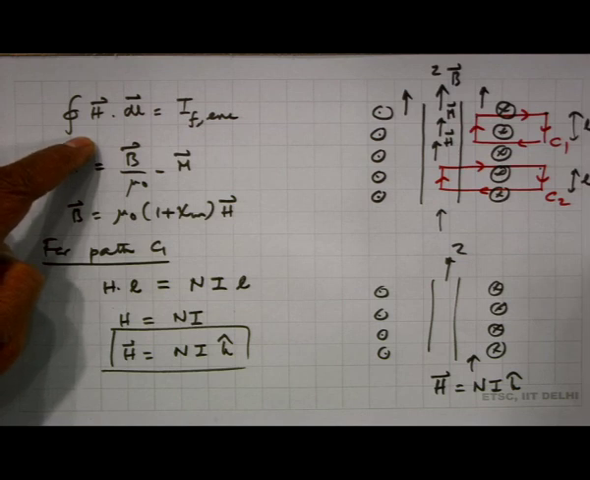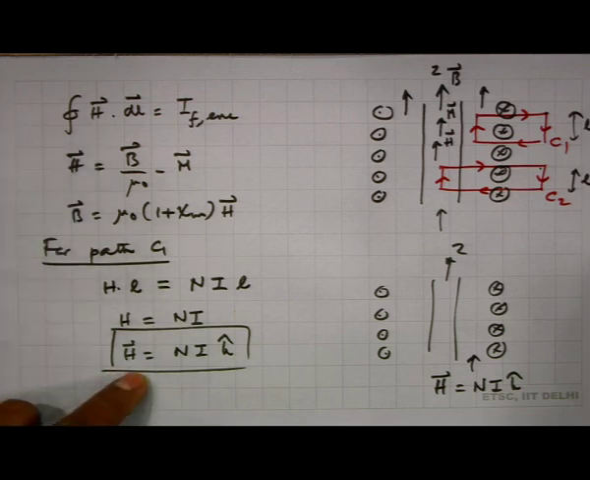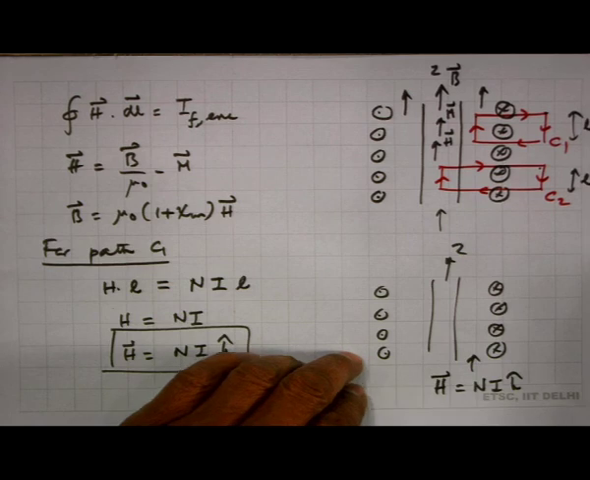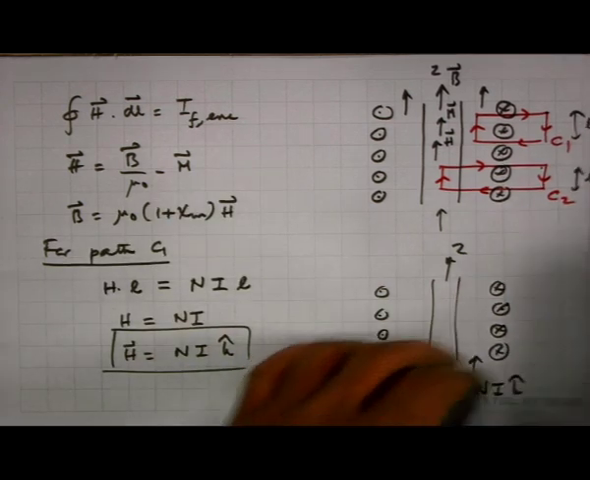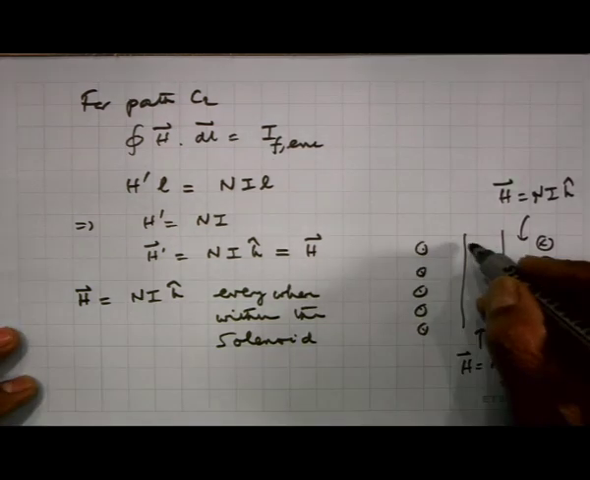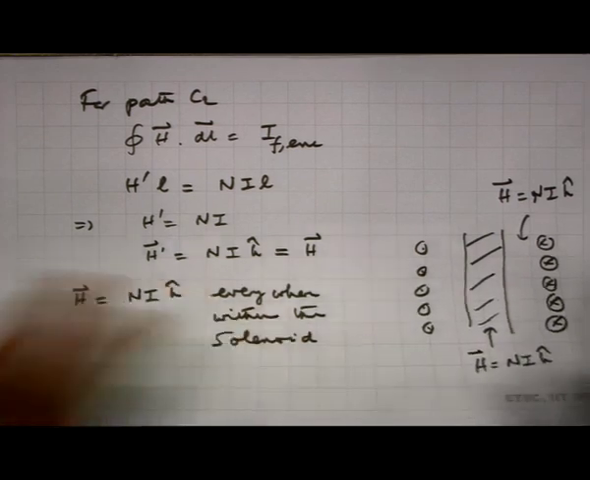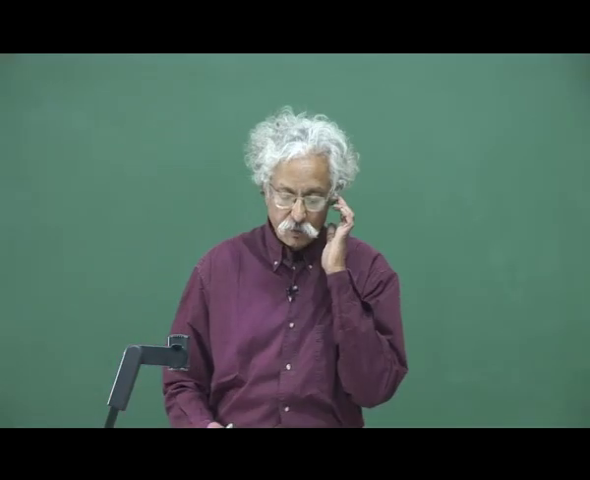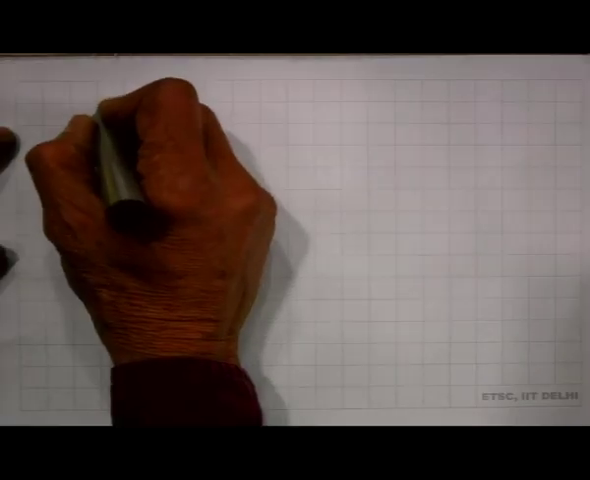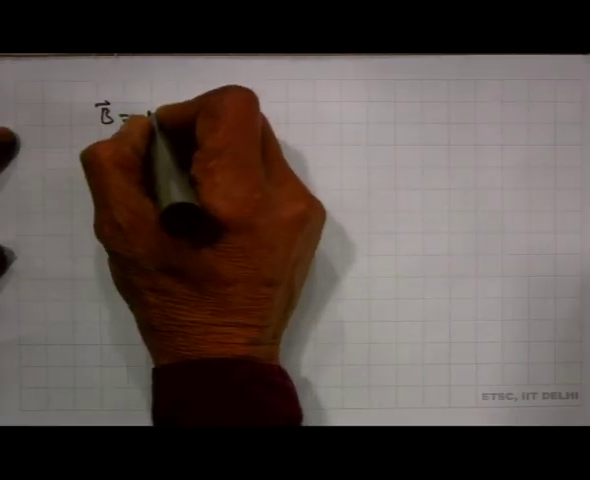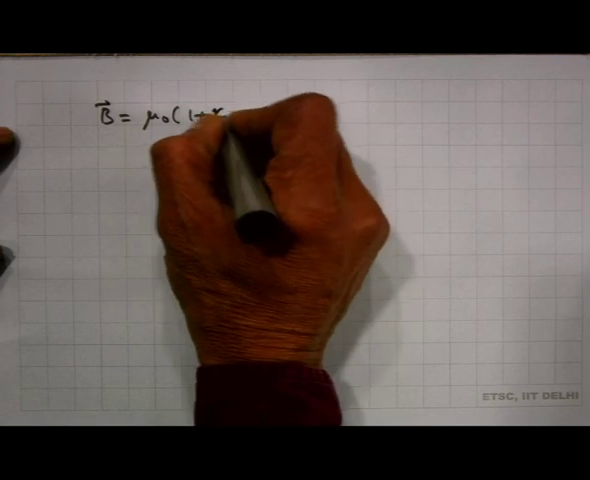on the left hand side, in spite of the fact that I did not know exactly the value of H, and that has helped me to find out the H vector within the solenoid and outside the solenoid for this problem. So the H vector is the same whether you are within this medium or outside the medium, as long as you are within the solenoid the H vector is the same. Now I know the relationship between the H vector and the B vector. B is equal to mu naught into 1 plus chi m into H.